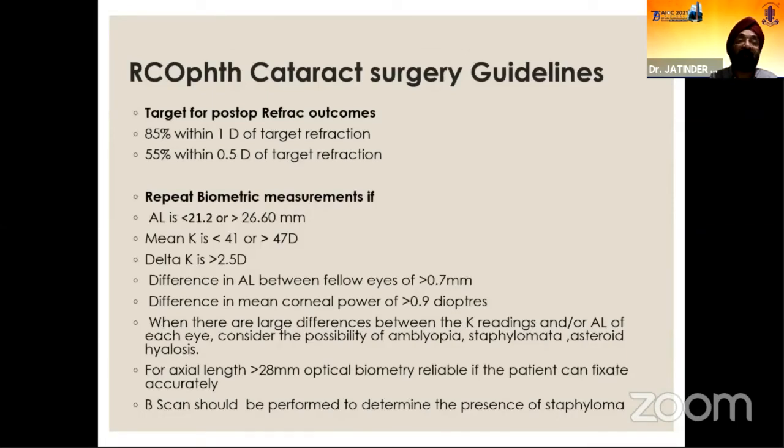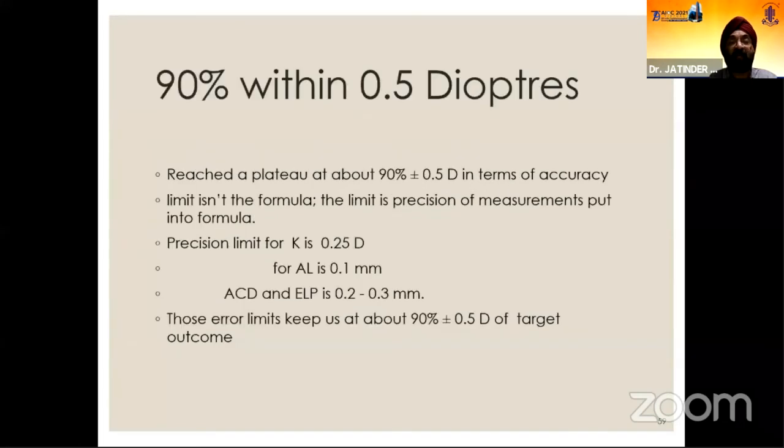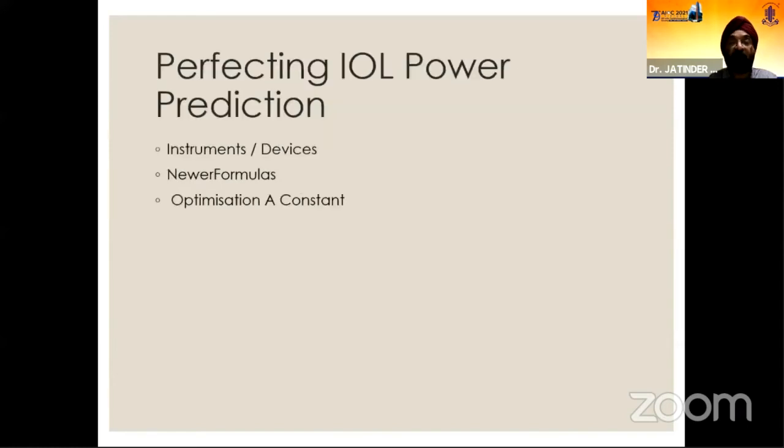The cataract surgery guidelines of the Royal College of Ophthalmologists say that 85% should be within one diopter of target refraction, and 55% within 0.5 diopter. And accuracy is worse for more complex eyes, particularly the shorter eyes. So why are we stuck at 90% accuracy? The problem is not the formula. The limit is the precision of the measurements. The least count of keratometry is still 0.25 diopter, axial length is 0.1 millimeter, and the anterior chamber depth is 0.2 millimeter. So these error limits keep us at about 90% level of the target outcome.